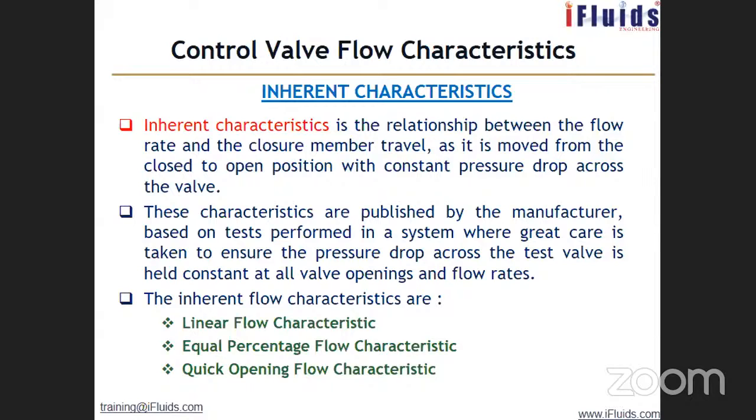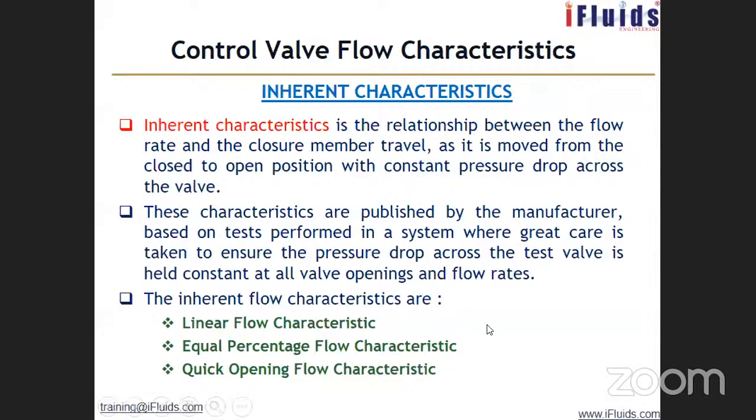So the inherent characteristic is the relationship between the flow rate and the closure member travel. This we have seen as it is moved from the closed to open position with constant pressure drop across the valve. And these characteristics are published by the manufacturer. The company which manufactures the valves studies the characteristics, and when you buy the valve, they give you the specifications of the valve characteristics. Subsequently, we will see some graphs. Those are all given by them.